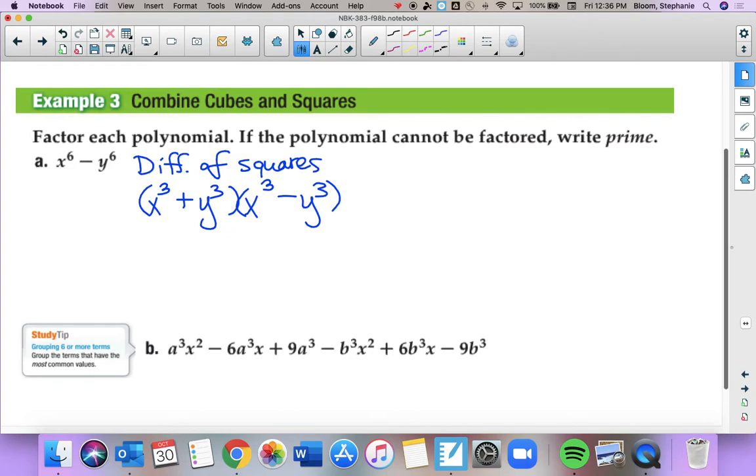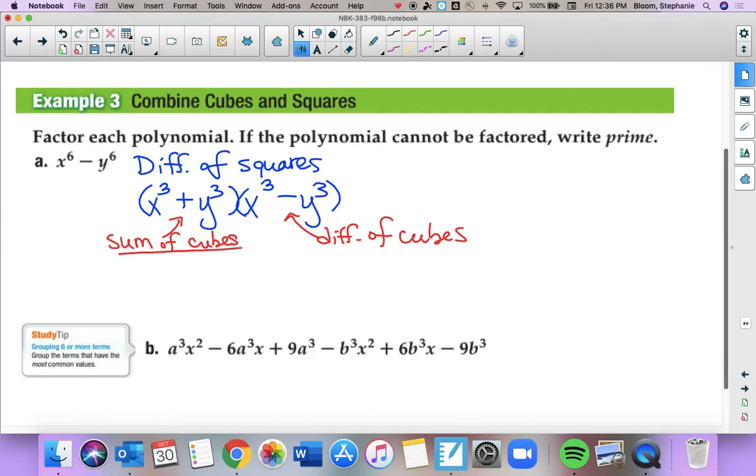Because now, what do you notice about those 2 terms and those 2 terms? They are cubes. They have an exponent of 3, so they are cubes. So now, I'm going to do the sum of cubes, and on the other side, I'm going to do a difference of cubes. Okay? Are we ready?